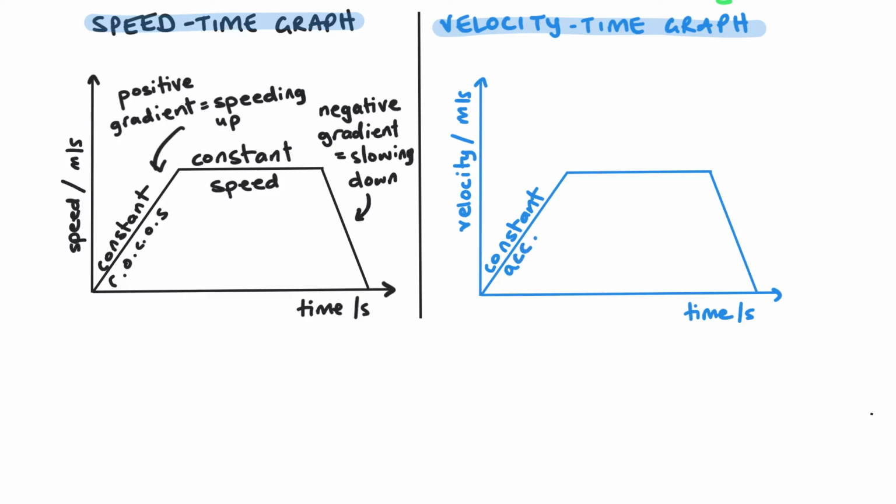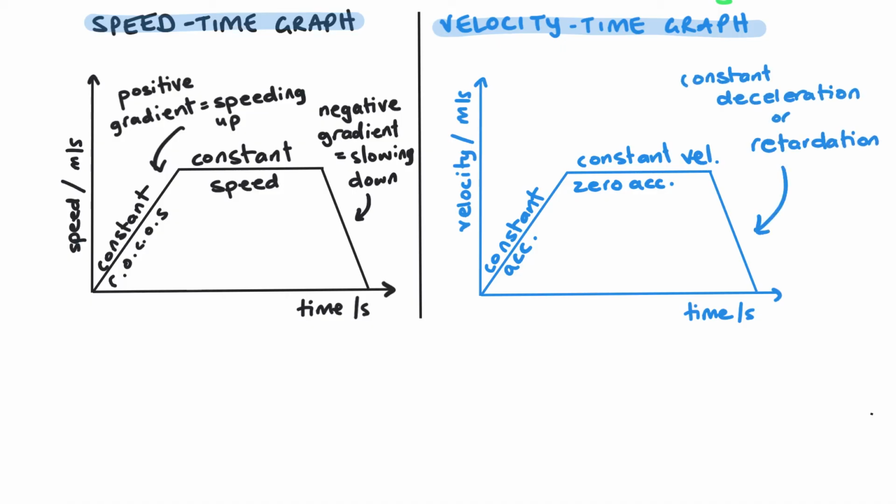If we have a horizontal line, then the horizontal line means that we're moving with a constant velocity because the value isn't changing. We could also describe that in terms of acceleration. So if there is no change in the velocity, we can say that there is zero acceleration. If we have a line that has a negative gradient, then we have a constant deceleration, which means that we're slowing down.